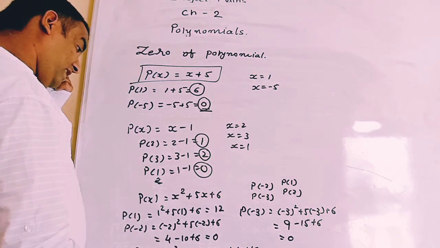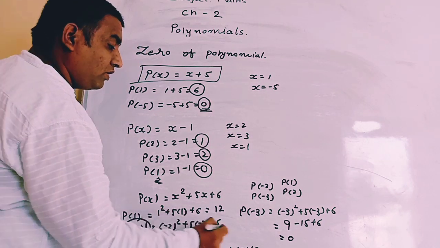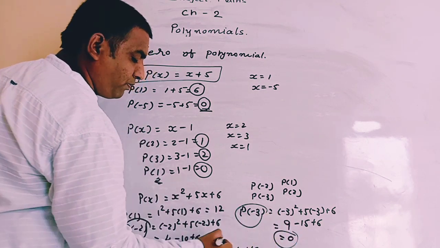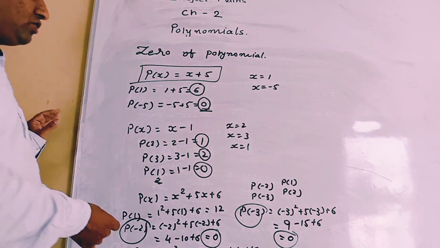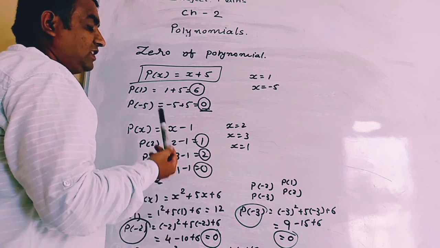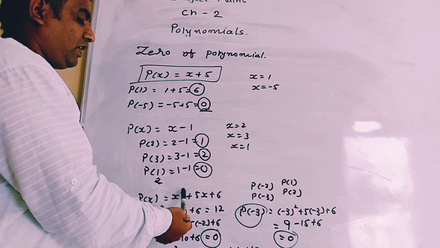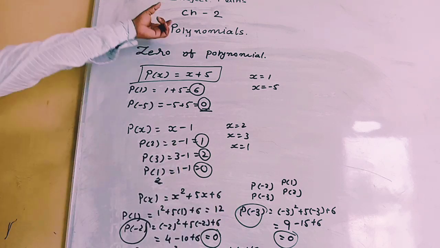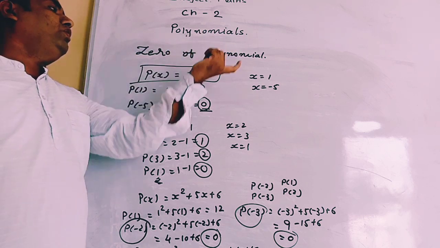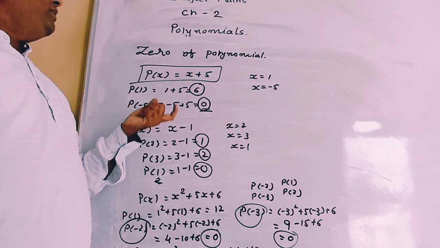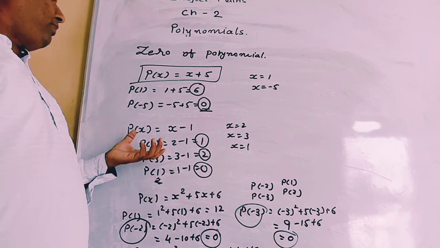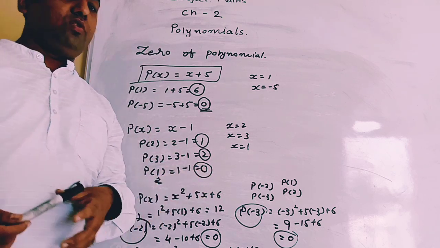So here you can see that for minus 2 and minus 3, the value of the polynomial is 0. And so we can see that minus 2 and minus 3 are the zeros of x square plus 5x plus 6. So once again we can see that zero of a polynomial means the value of the variable for which the total value of the polynomial becomes 0.